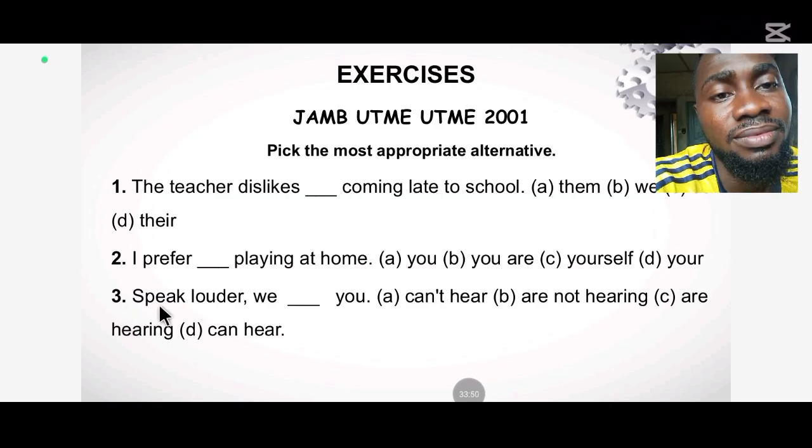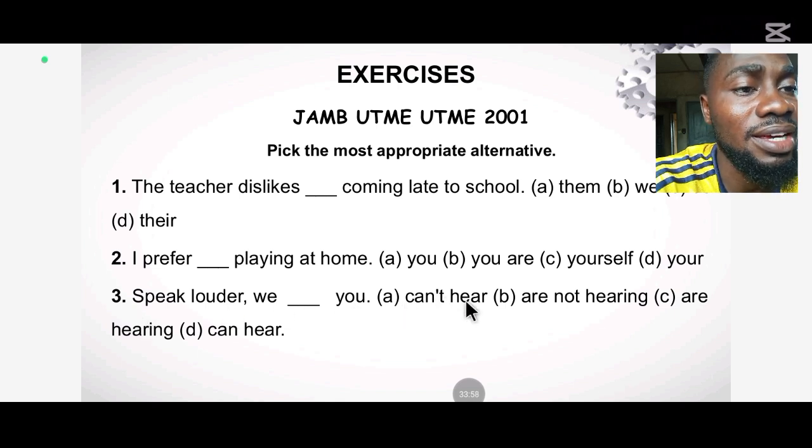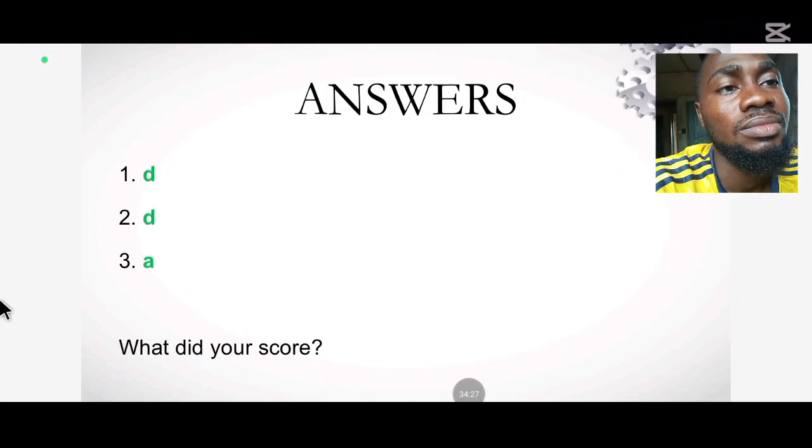Number 3. Speak louder. We dash you. A. Can't hear. B. Are not hearing. C. Are hearing. D. Can hear. What's your answer? You answered right. The answer is A. Can't hear. Speak louder. We can't hear you. These are the answers. What did you score?